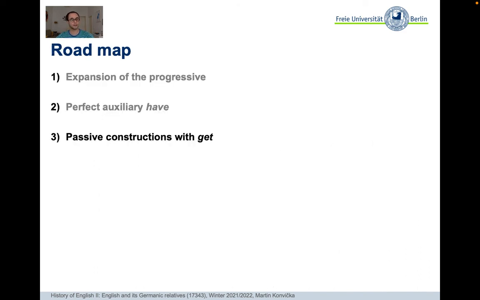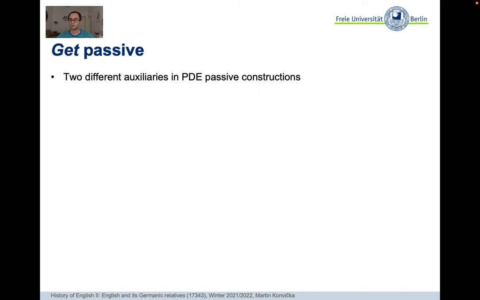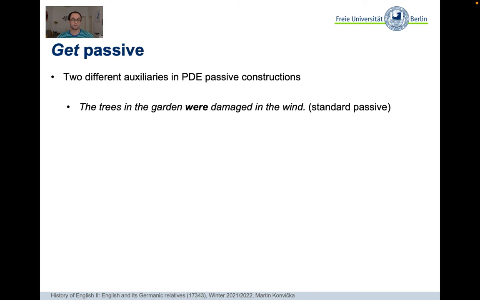Okay, and now a last development, and that is the passive constructions with get. So nowadays in present-day English, we have two different ways of expressing a passive or creating a passive construction. So there is one, the so-called standard passive. The trees in the garden were damaged in the wind, when we use the auxiliary to be. But there is also this other option to use the so-called get passive. The trees in the garden got damaged in the wind.